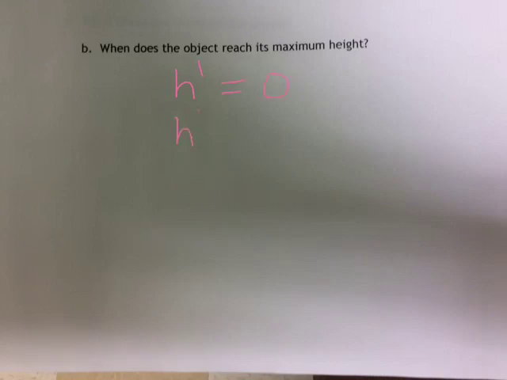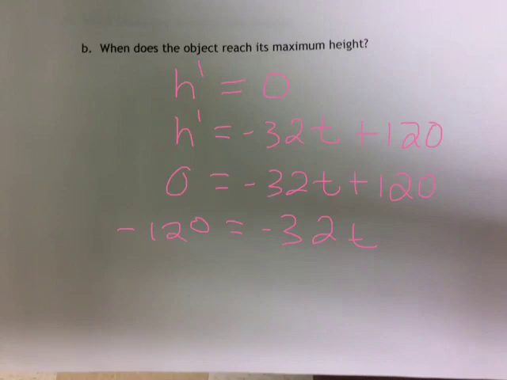So our speed function was negative 32t plus 120. And now I'm just going to set that to 0. So 0 equals negative 32t plus 120, and solve for t. So subtract 120 from both sides. So negative 120 equals negative 32t, divide by negative 32, so 3.75 equals t.